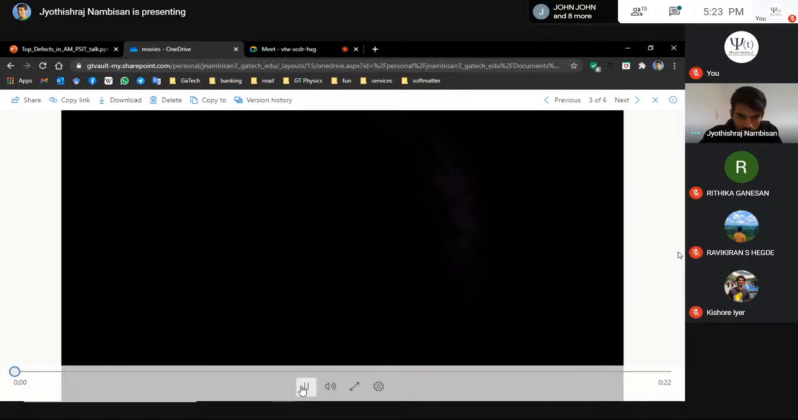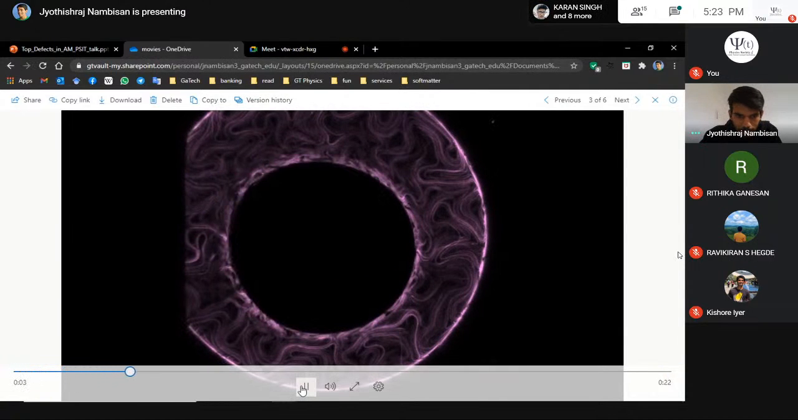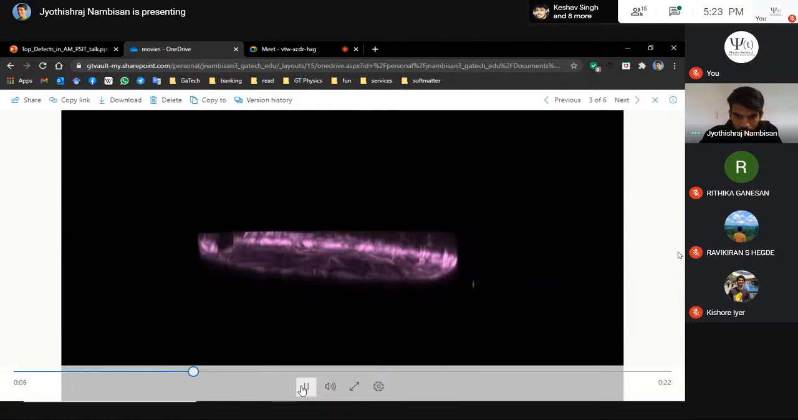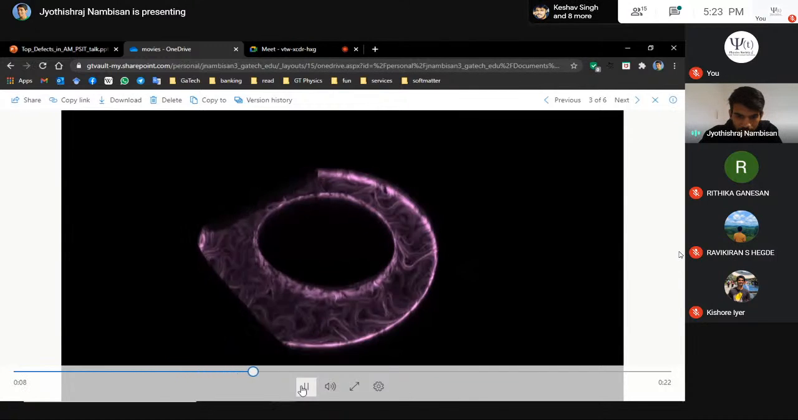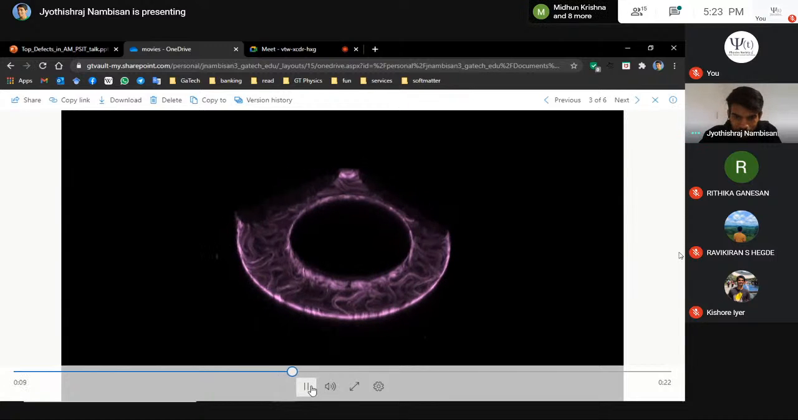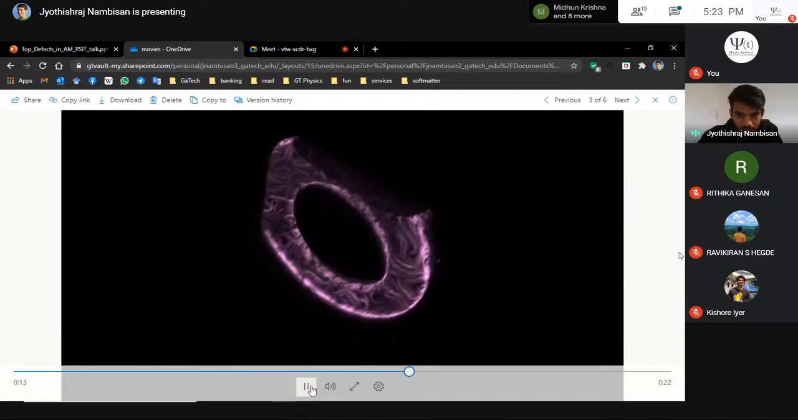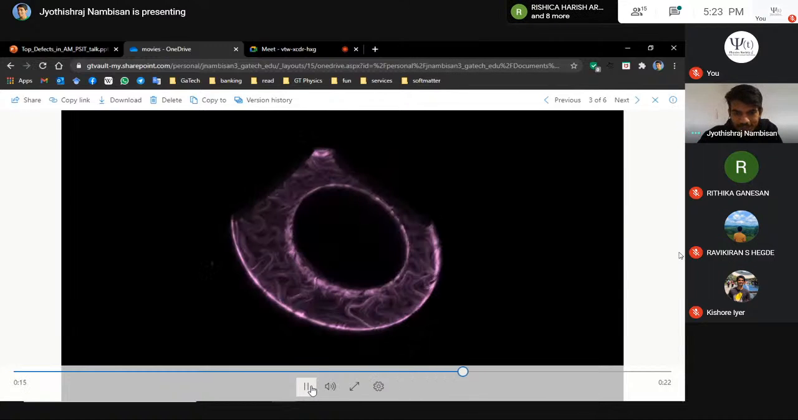So just playing it again because it's cool. And yeah, there you have it. You have topology, you have curvature, you have activity, you have liquid crystals, everything put into 20 seconds. But of course, it takes much more time than that.